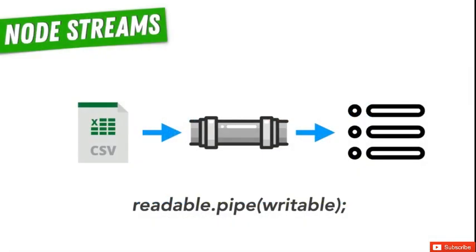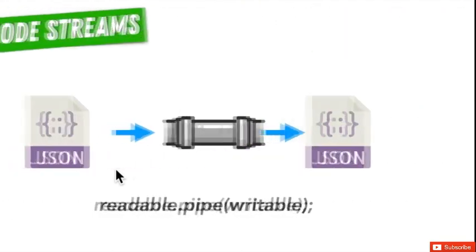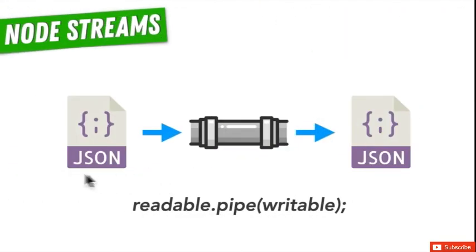Just like in our planets project, we had the CSV file being read as a stream and then being piped into the CSV parser to get back the parsed rows of the CSV file. We can do the same thing with our request. So we pass in some JSON data in the readable stream and then pipe it into the writable stream, which is the response, to send back that same JSON back to the browser.